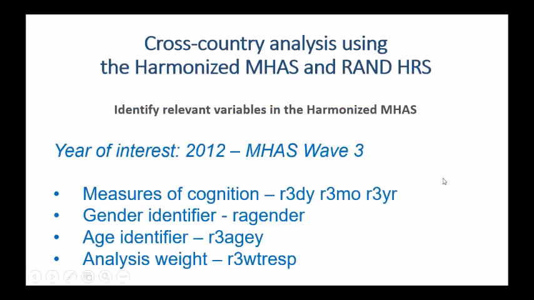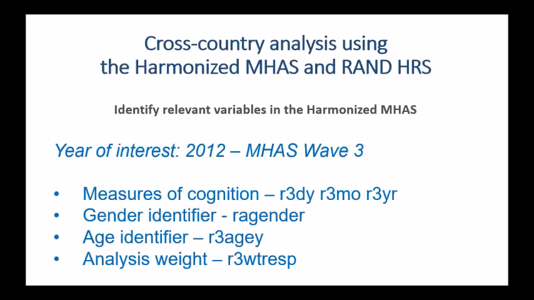So now we want to identify relevant variables in the Harmonized MHAS. We're going to be looking at 2012. That's going to be our year of interest. That's MHAS Wave 3. So we need to find our measures of cognition, an identifier of gender, an age identifier, and an analysis weight.